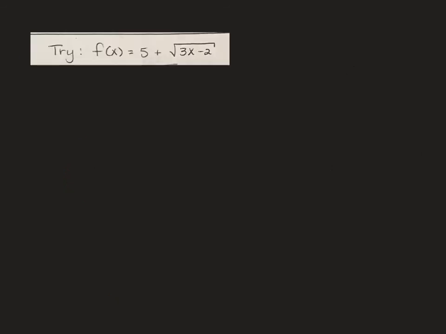So let's give this one a try. Pause it for a minute. Get the work done and then come back. Okay, so again, this is y equals 5 plus the square root of 3x minus 2. Again, please notice that 5 is on the outside. Okay, so this is what's underneath the radical. I want to get this piece alone.